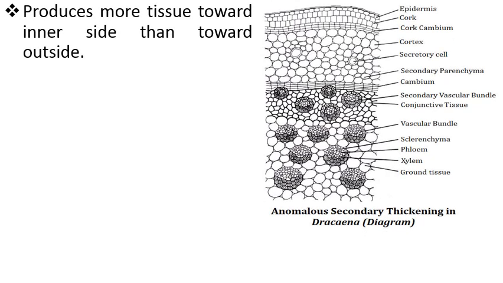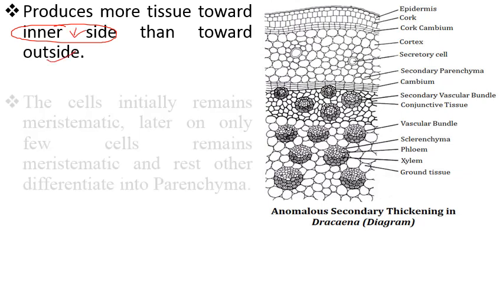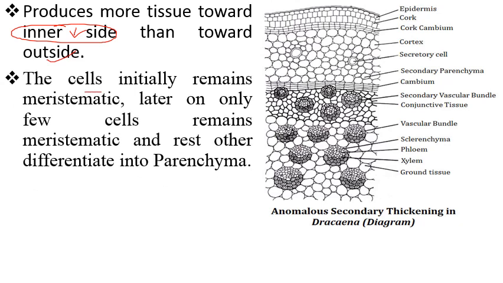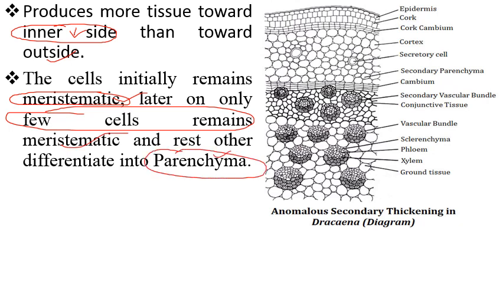It produces more tissue towards the inner side, then towards the outer side. These cells initially remain meristematic. Later on, only a few cells remain meristematic, and the rest of the cells get differentiated into parenchymatous cells. Most of the cells differentiate into parenchymatous cells.